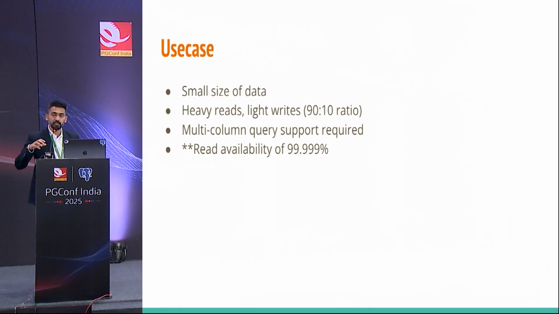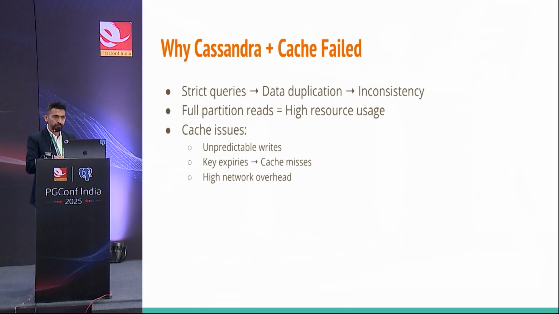The other use case is that we need the read availability of this particular service to be 5 nines, and I'm emphasizing read availability, not write availability, because this will play a key role in the next slide. So why did the Cassandra plus cache fail? We also tried the cache, right?